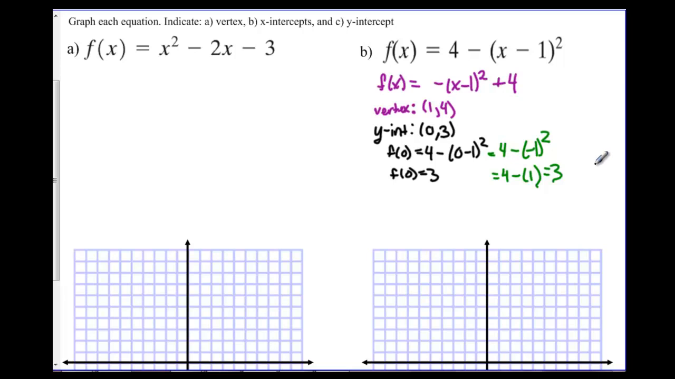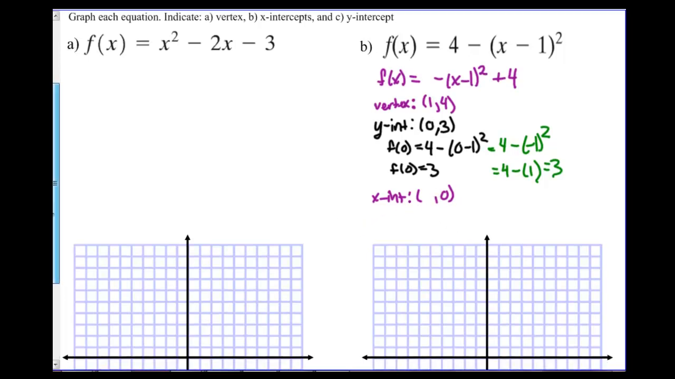Okay, and then we need to find the x-intercepts. So the x-intercepts, what do we know is true about those? We know that it's going to be something with a 0 for the y, and we may or may not have more than 1. We could have none, actually. We'll find out.